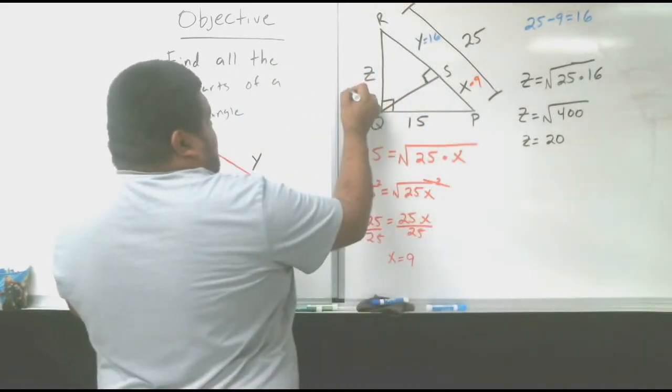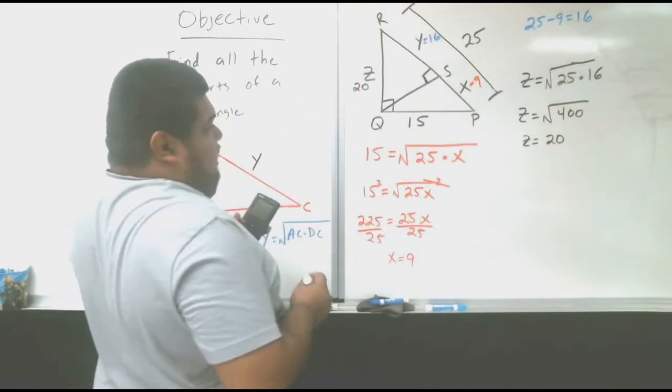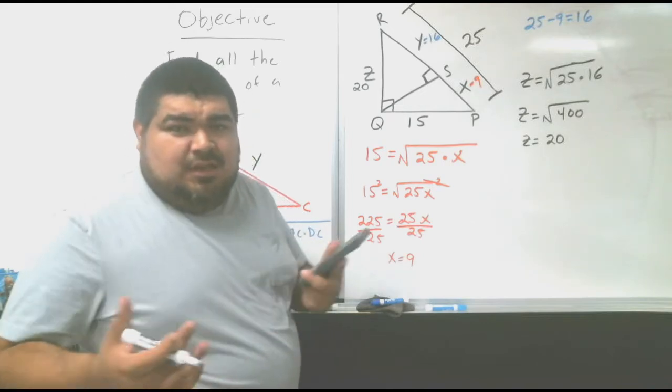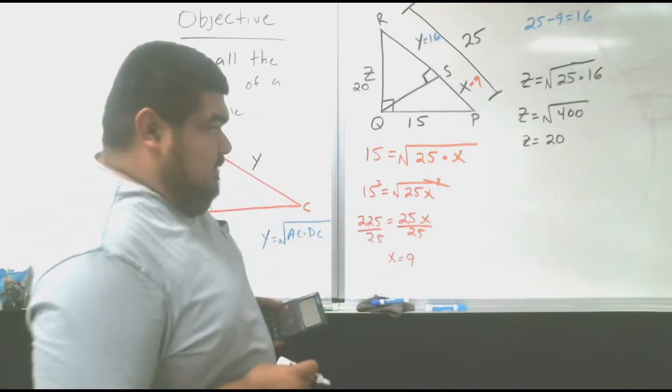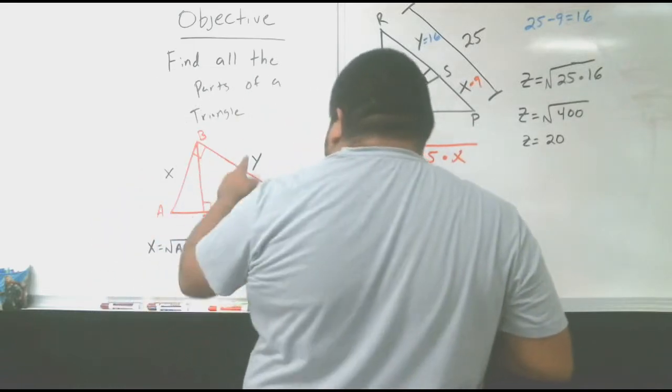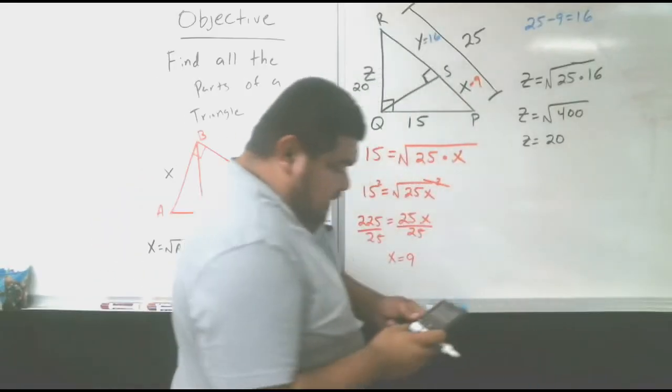Okay, so c equals 20. So now we solve for x, y, and z. Okay, keep that rule in play. Keep that rule in your thoughts.